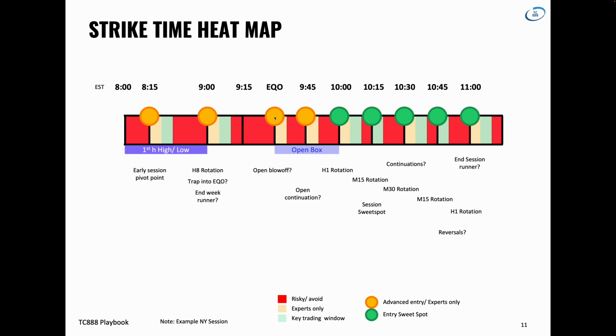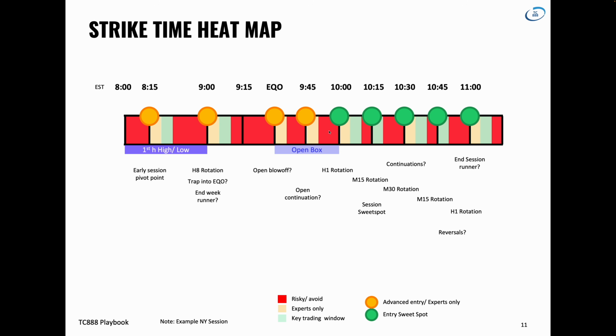The next moment for you to take a trade is 9:45. I don't like that much, but sometimes you have an open continuation. So you really see that the move is going on. The trap is already in, and then you have here a very short window to enter a trade, but really only these 5-minute bars, because the 10 minutes before the 10 o'clock rotation, you definitely don't want to trade again.